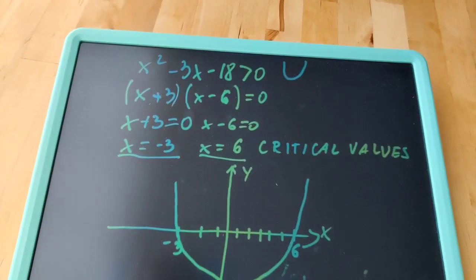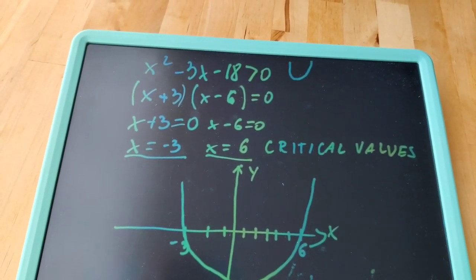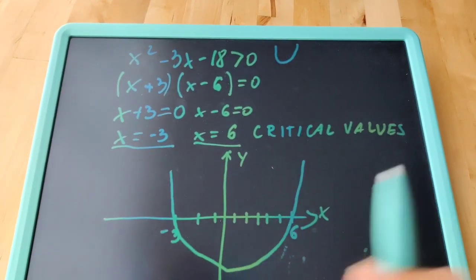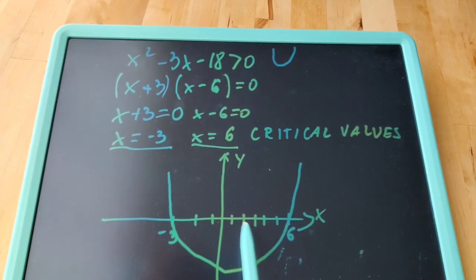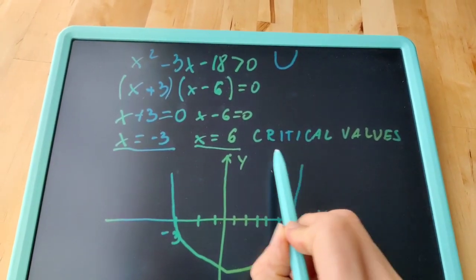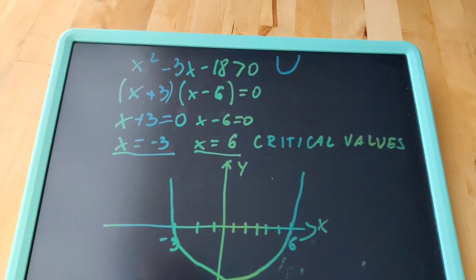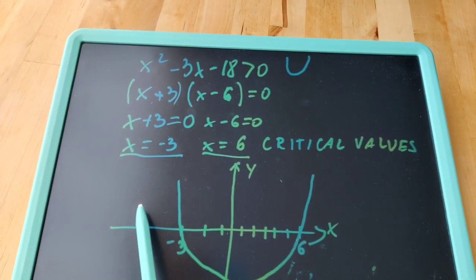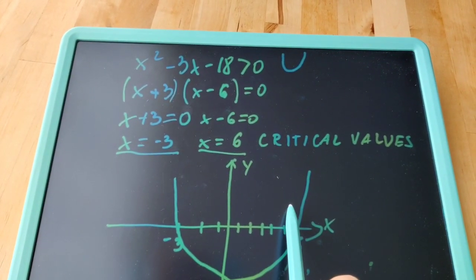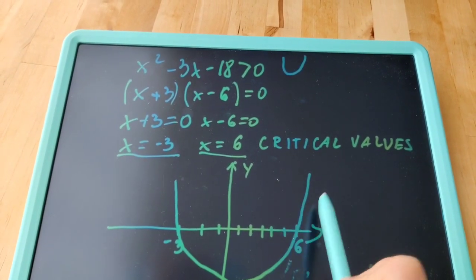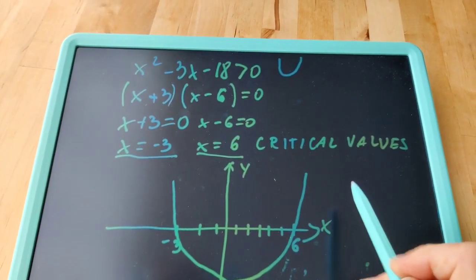Now, we are looking for values that are greater than 0. So we know our values will be above the x-axis, somewhere here. How do we know whether they are over here, or between negative 3 and 6, or whether they're greater than 6?